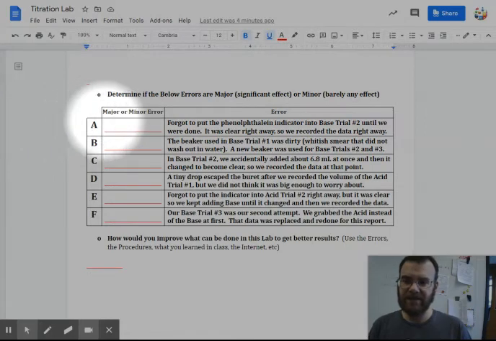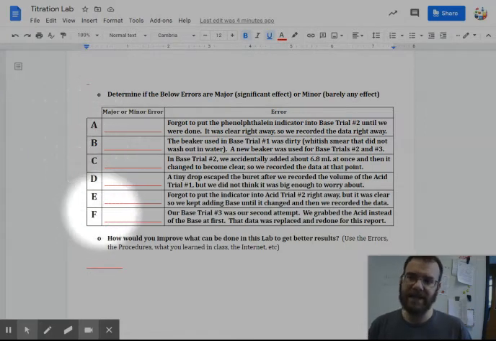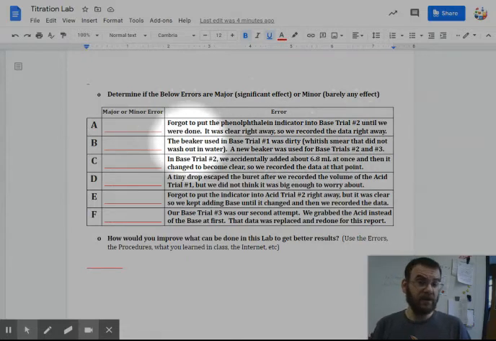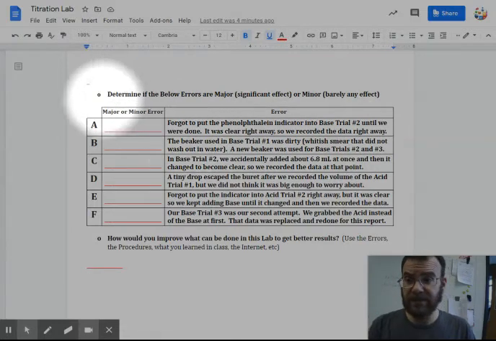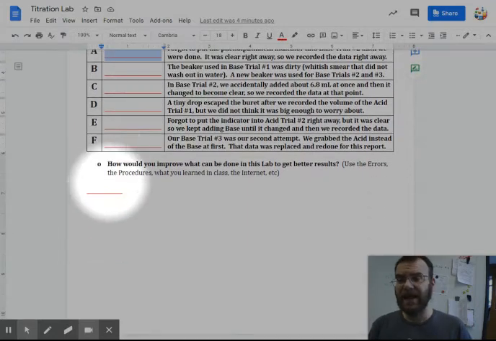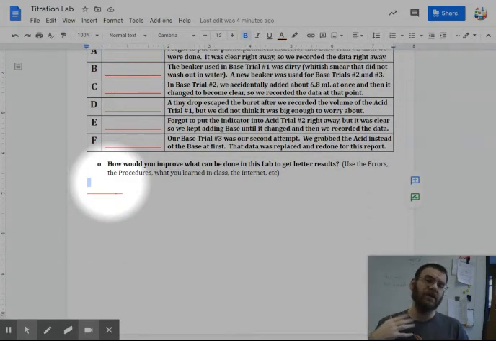You also may want to look at the next section, which has their errors. They have 6 errors labeled A, B, C, D, E, F, and the errors are listed here as to what they did. What you need to do during this section, what your job is you need to just say, was this a major error or a minor error? That's it. That's all you have to do. Was this an error that had a significant effect on the data, or did it barely have any effect and didn't do anything? And last but not least, how would you improve this lab to do better?